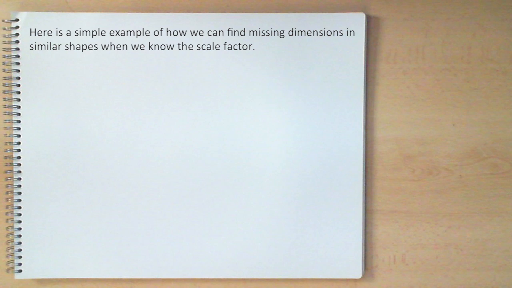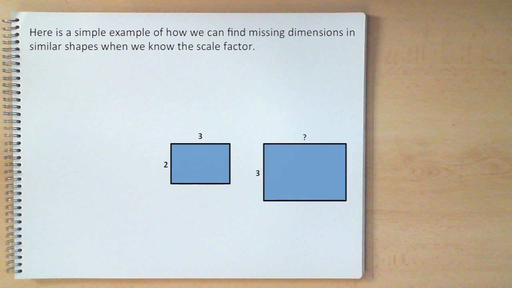We're given a rectangle and we're told that it has sides of 3 and 2 units. There is a similar rectangle to this. Similar meaning similar shape, obviously. It doesn't have to be exactly the same size, and we're told that one side is 3, the short side, and the longer side is the one we don't know. So we're going to have to find out what that longer side is.